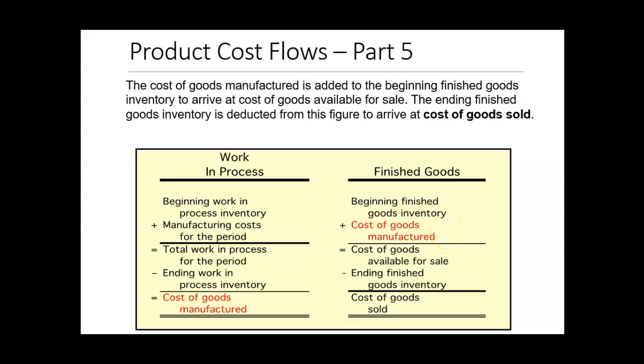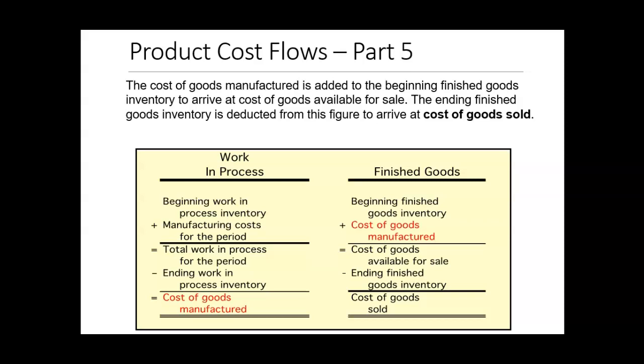So for finished goods, you take your beginning finished goods inventory. That's what was in the account at the beginning of the accounting period. You add your cost of goods manufactured. That shows what you produced and finished during the current accounting period. And when you add those two together, that equals your cost of goods available for sale.